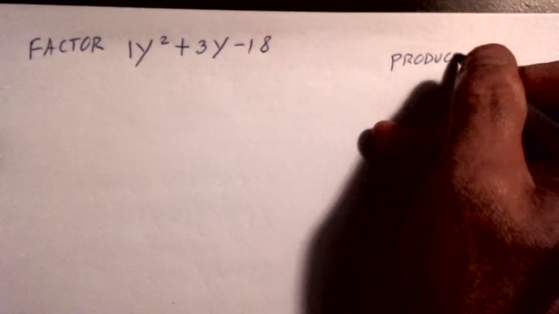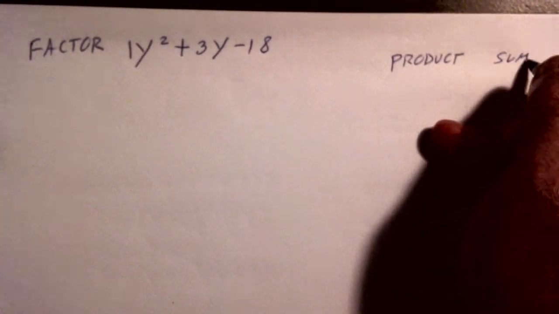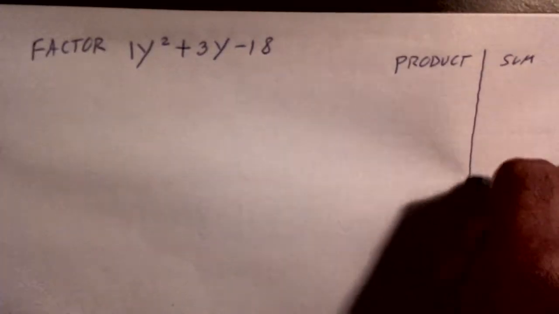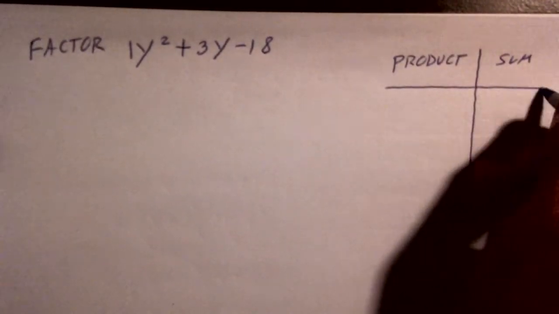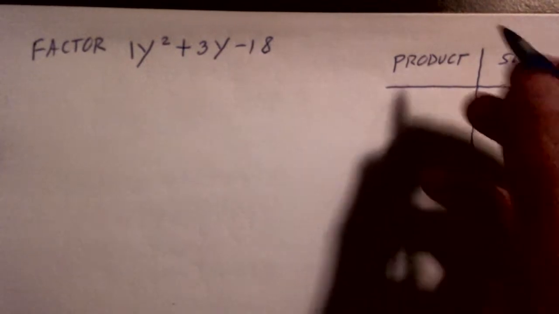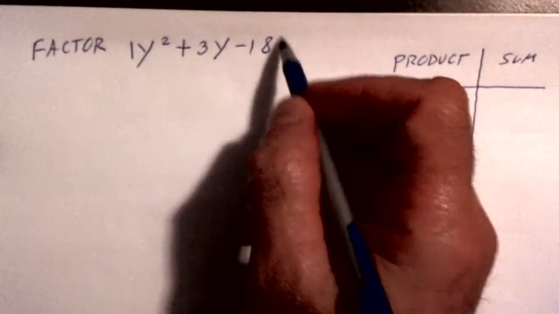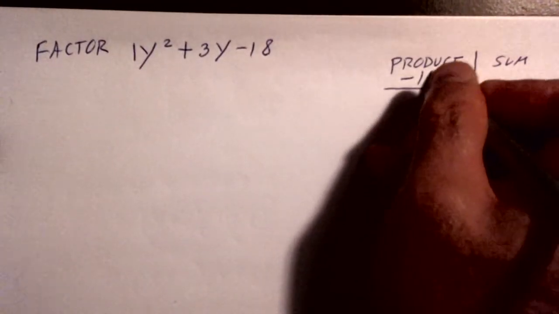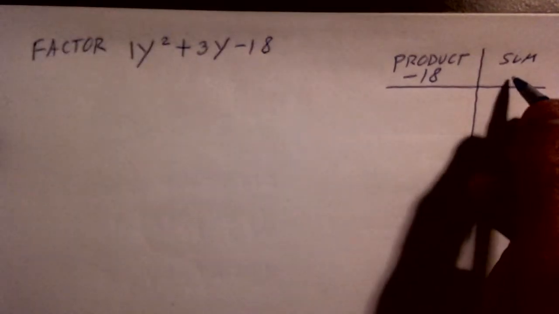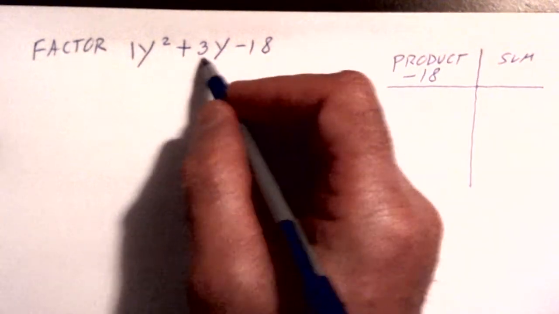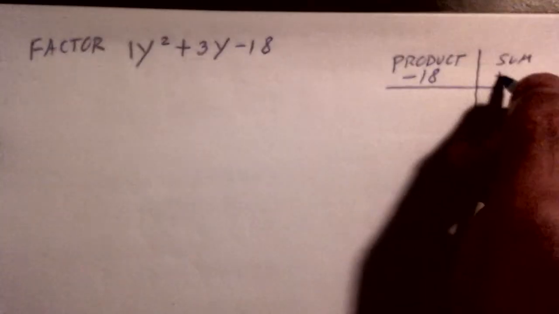And this table is helpful. Now, when you get better at factoring these types of trinomials, you can probably abandon the table here and speed this up a little bit. But for now, I'm going to use this product sum table. So our product has to be the constant term, which is negative 18, and the sum of our factors have to add up to positive 3, the middle coefficient.